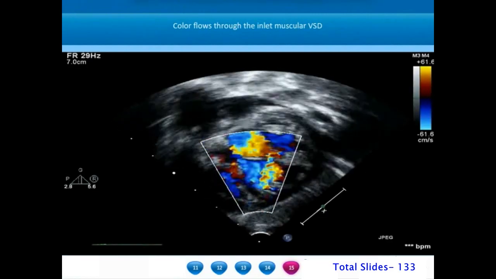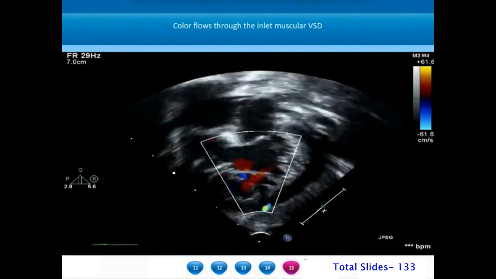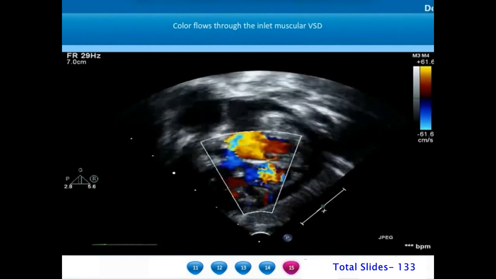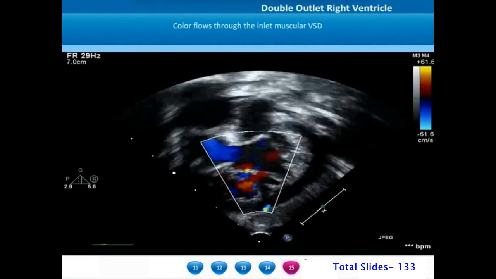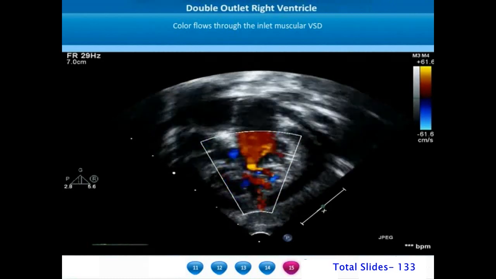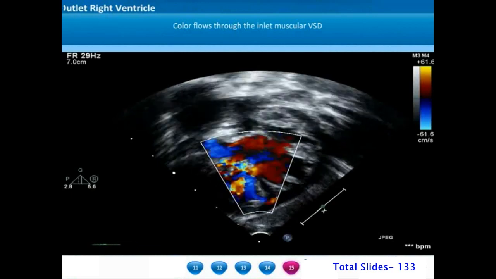When we use color Doppler, we can appreciate the flow of blood through the inlet muscular ventricular septal defect. We can notice the red color of the blood coursing from the left ventricle towards the right ventricle through that inlet muscular VSD.